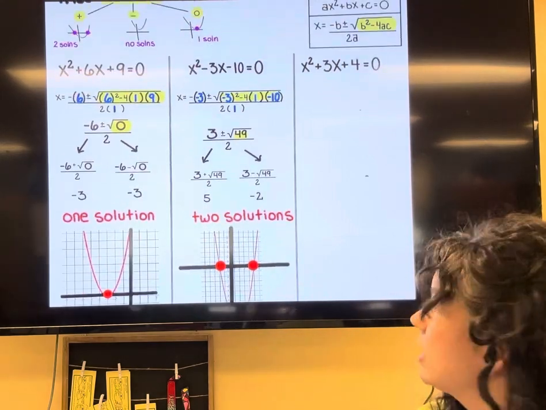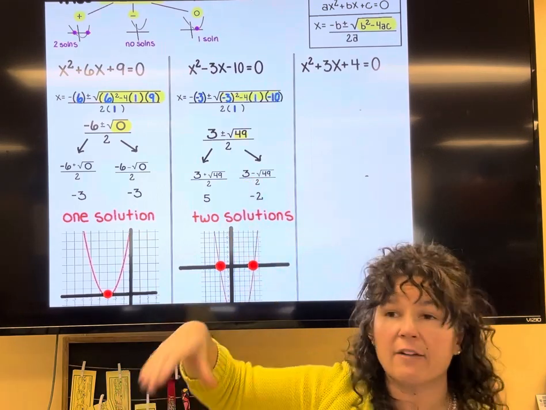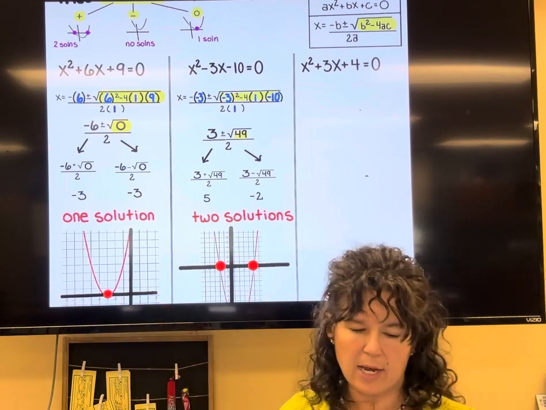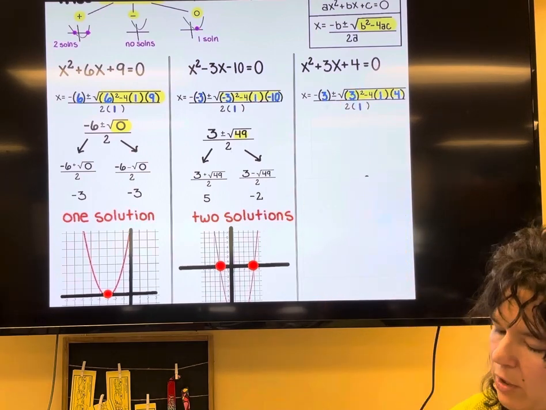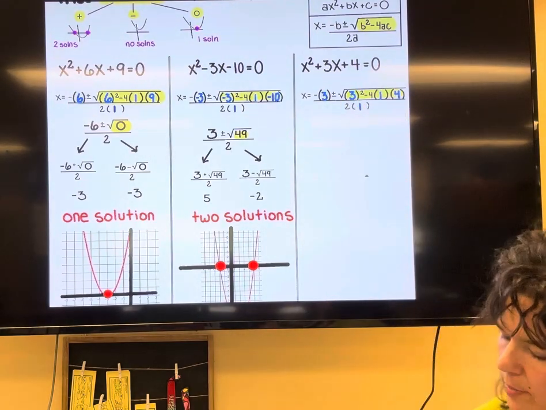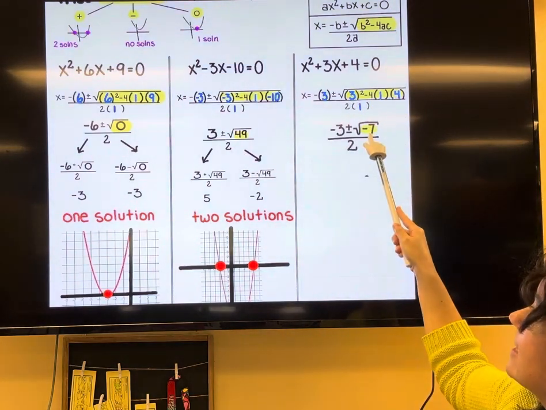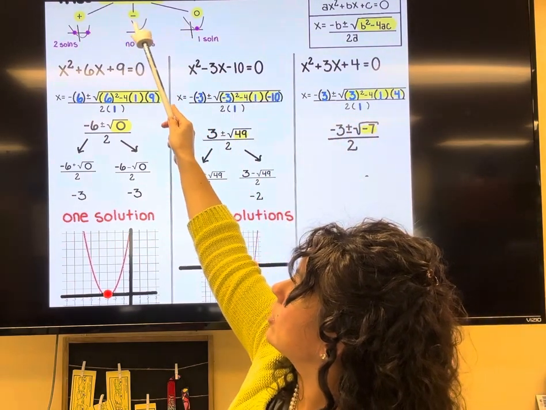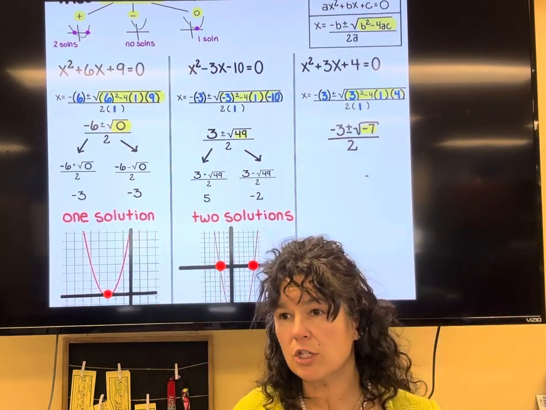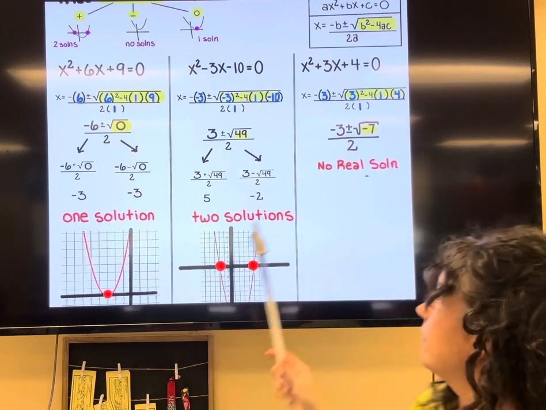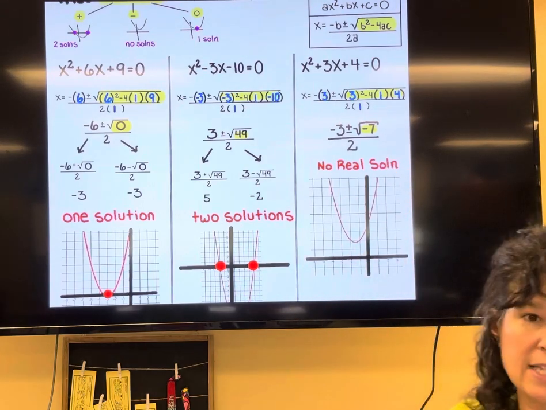Now, the last situation is where the parabola is above the x-axis or below the x-axis and never goes through the x-axis, no x-intercepts. If I were to use my quadratic formula on this one, and I focus just on the answer to the discriminant, 3 squared minus 4 times 1 times 4 is negative 7. And if the answer to my discriminant is negative, then there are no solutions. We are talking about real solutions, not complex numbers. So I have no real solutions. One more time, see how this parabola never crosses the x-axis.